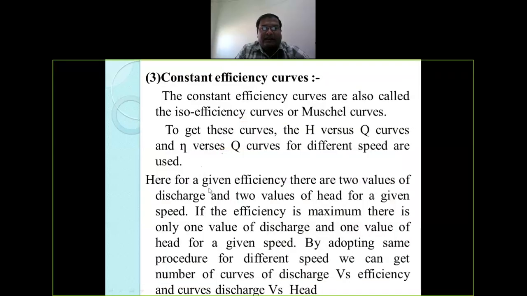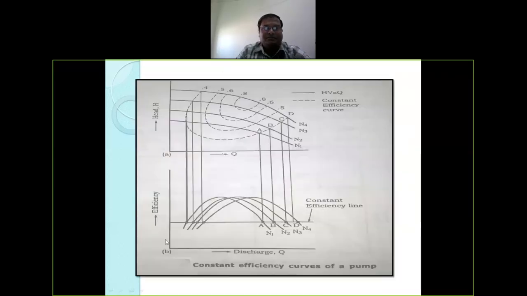So here, for a given efficiency, there are two values of discharge and two values of head for a given speed. If the efficiency is maximum, there is only one value of discharge and one value of head for a given speed. By adopting the same procedure for different speeds, we can get a number of curves of discharge versus efficiency and discharge versus head. This is the figure: this is Q versus head, and this is discharge versus efficiency, and you get the constant efficiency lines.